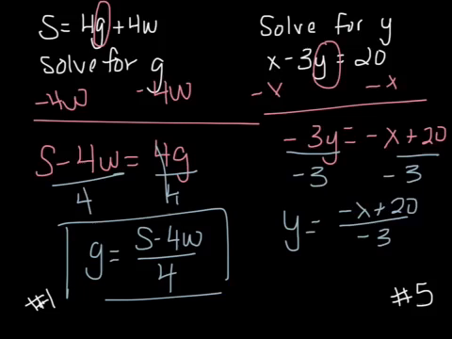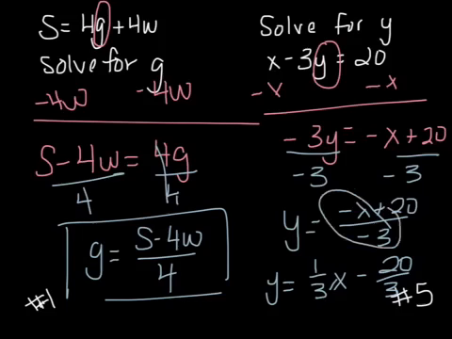Or you can split them up. So y equals 1/3 x minus 20 thirds. Because a negative divided by a negative would be a positive right there.